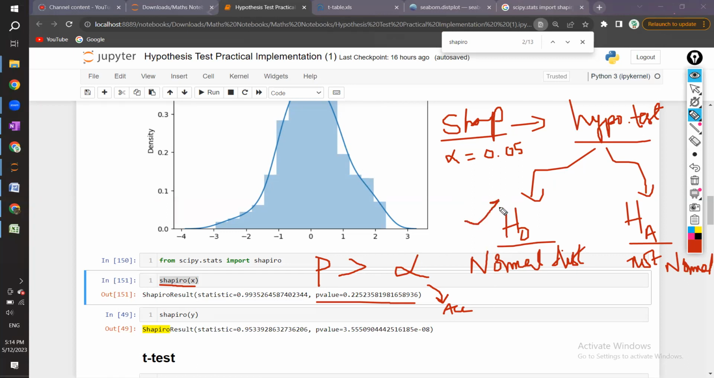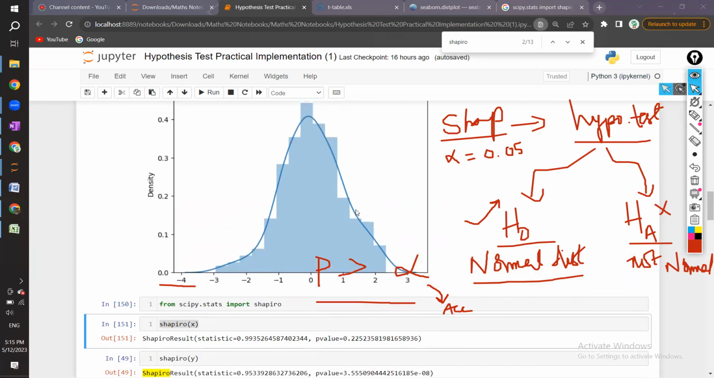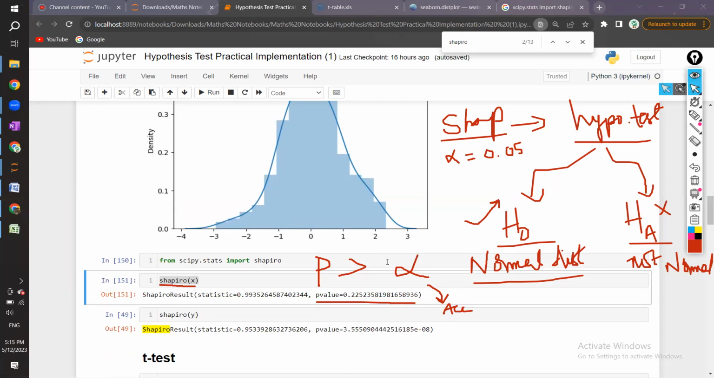What is the null hypothesis saying? It is saying normal distribution. So you are accepting that and rejecting the alternate. And is it actually a normal distribution? Yes, it is actually a normal distribution curve and you are accepting that. So with this p-value also, you can find out whether the given distribution is normal or not.